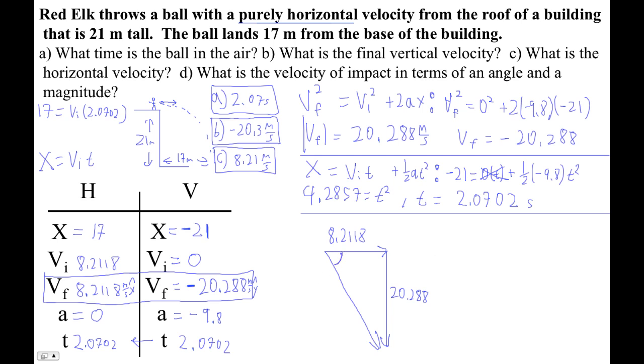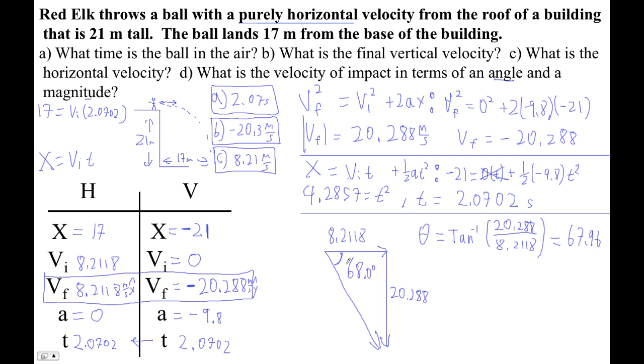Okay, now I want to find the angle, right? Because we want to make an angle and a magnitude. The magnitude will just be the hypotenuse. Okay, so the angle is, right, theta is the inverse tan, right? We know how to do this, right? Of the opposite, so 20.288 divided by 8.2118. Okay, here we go. Second tan of that divided by, and I get 67.96. So I guess I'd say that's 68 degrees.